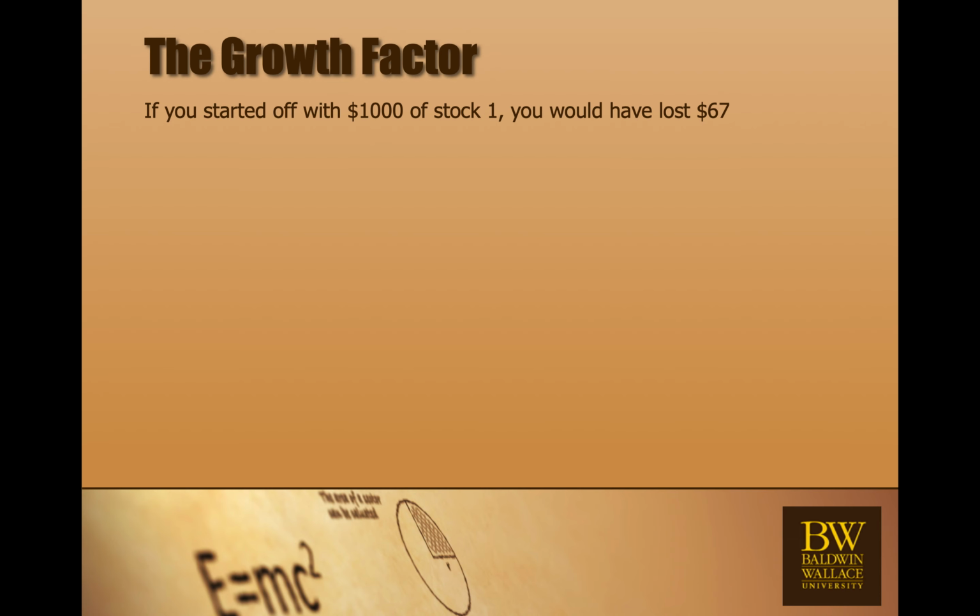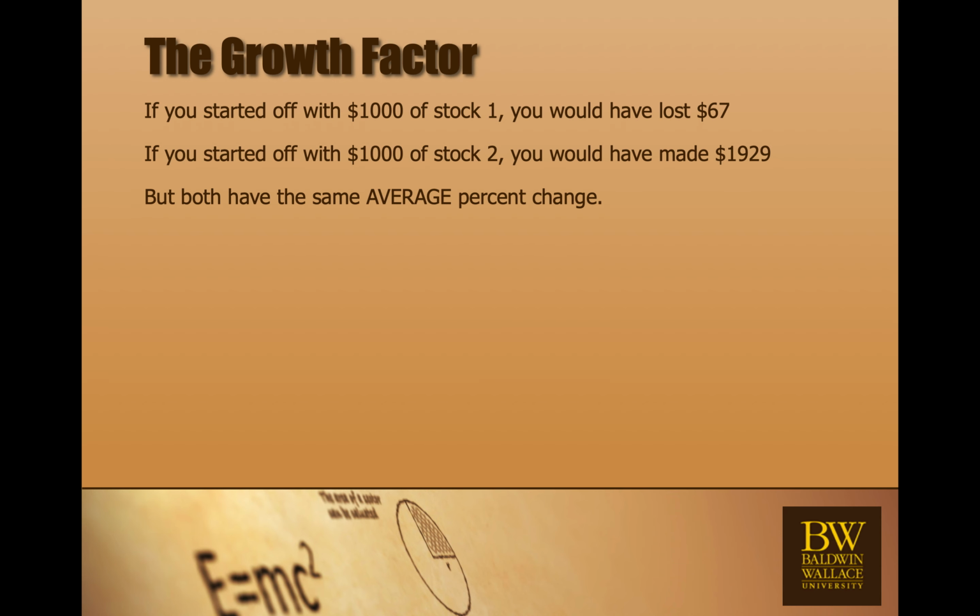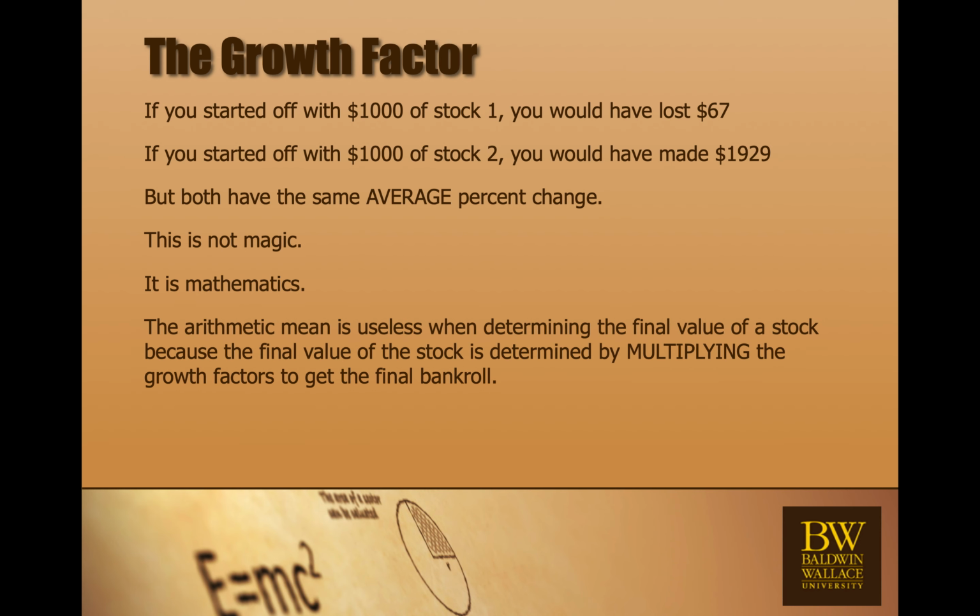If you invested $1,000 in stock 1, you would have lost $67, even though on the average it went up 24% every day. If you start off with $1,000 of stock 2, you would have made $1,929. Both have the same average percent change. There's no tricks here. It's just math. We're just multiplying things. We're doing it right.